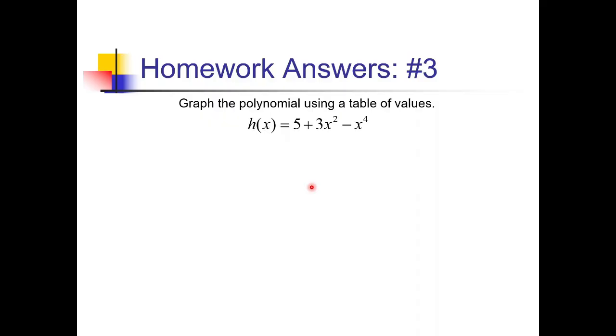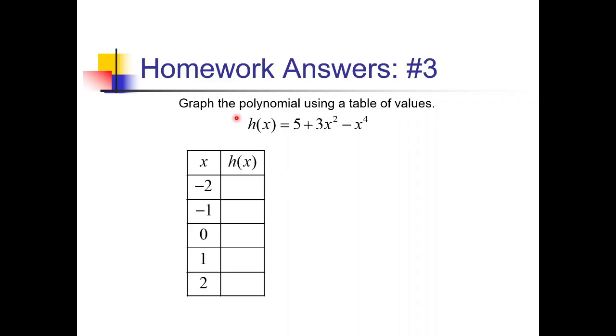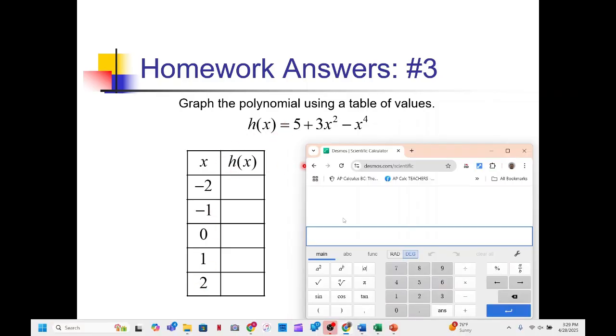For the next 3 or 4 problems, we're being asked to graph a polynomial using a table of values. So what we're going to do is set up a table using the x values -2 through +2. Just plug them all into this function, get some y values, put it on a graph, and then use the end behavior to fill in the rest of the picture. So for this one, let's go to Desmos and set up my function so I can plug these 5 x values into it. So here I am on the Desmos scientific calculator.